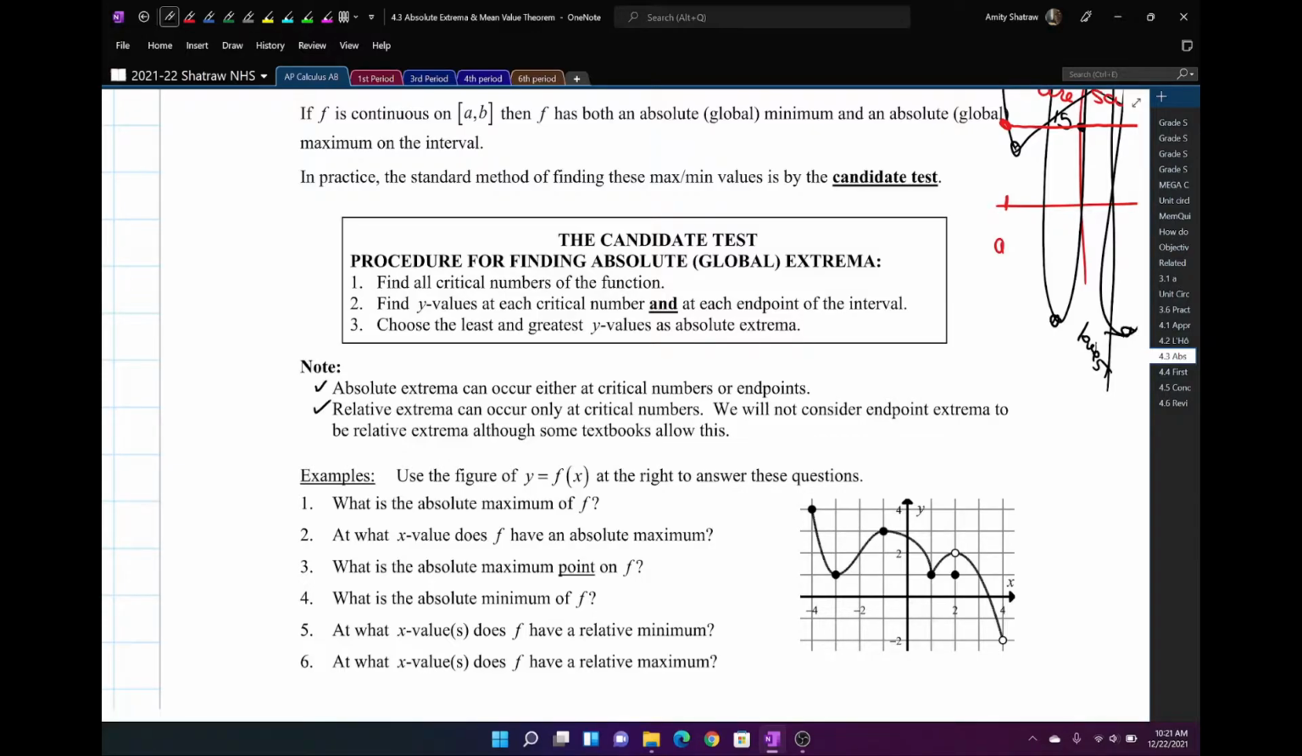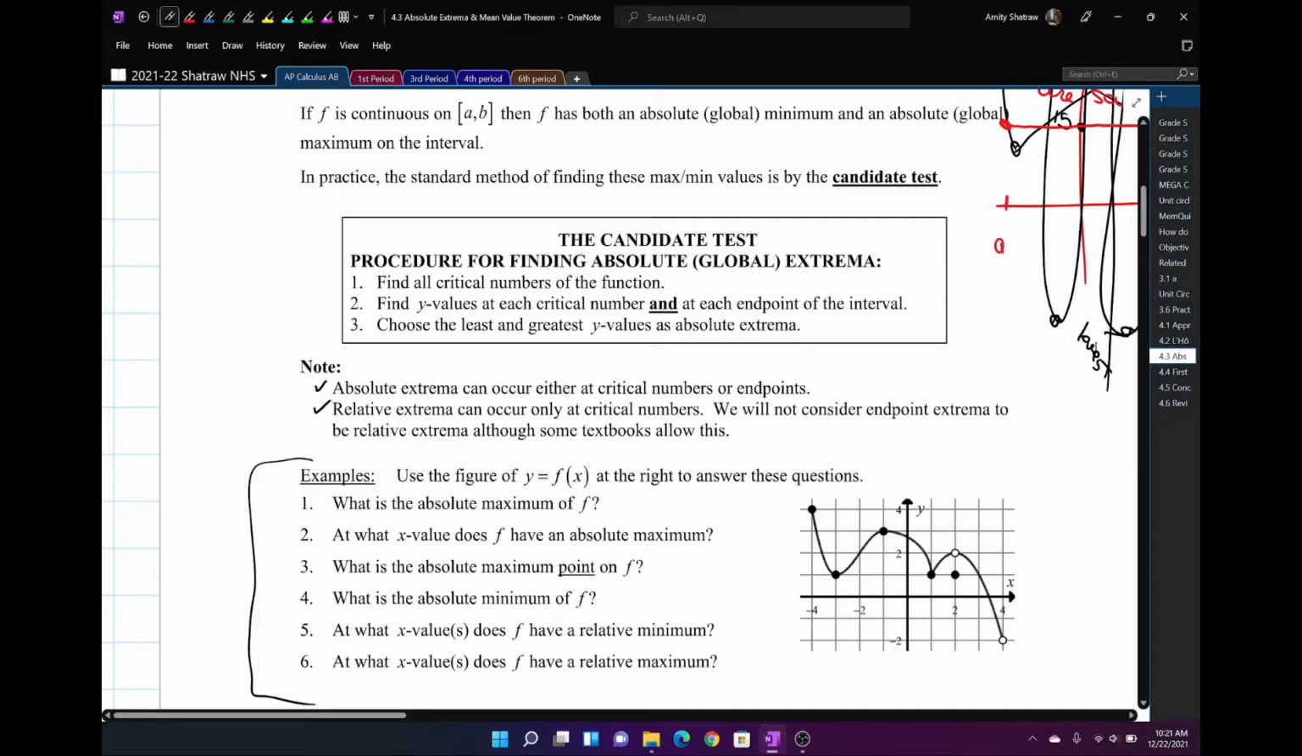But pause now and try these examples. You should be able to get the answers to them.